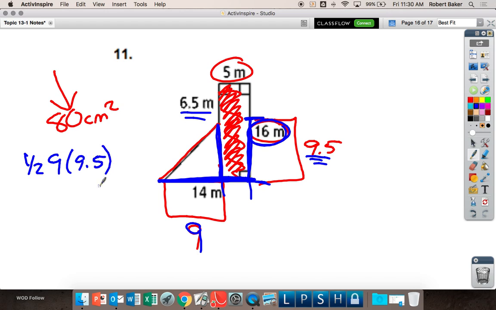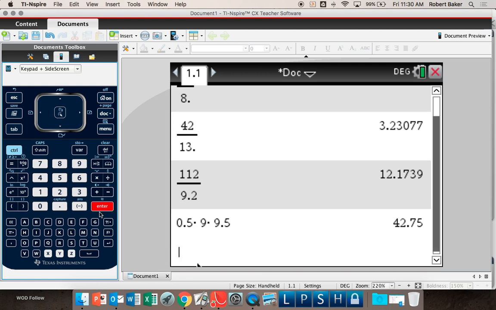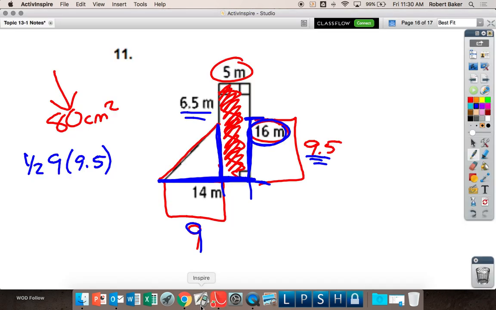If you do 1/2 base times height there, you get 85.5, and you cut that in half, you get 42.75. 1/2 times base times height. 42.75. Human calculator. All day, every day.